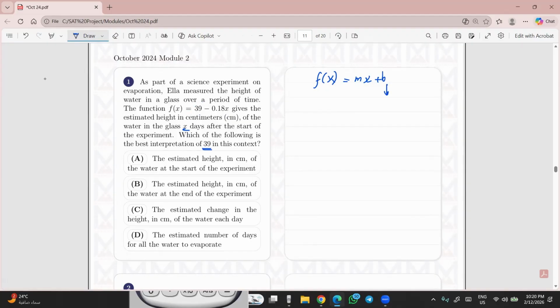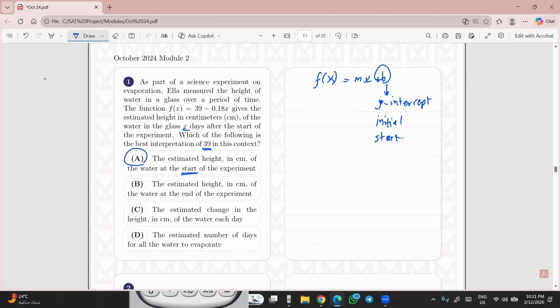And the b here is the y-intercept, or you can also talk about this as the initial value, starting, beginning. Let's say these are the words that can be used for the b here. So one of the words is 39, and this should be initial or the start. If you look at the options here, you can find letter A, the estimated height in centimeters of the water at the start. That's the answer, because the start here means always the y-intercept.